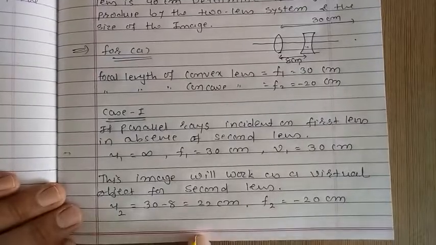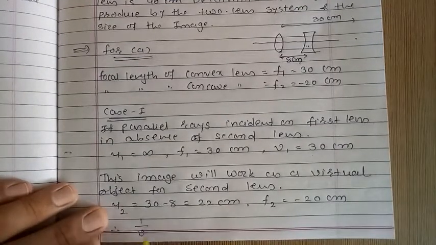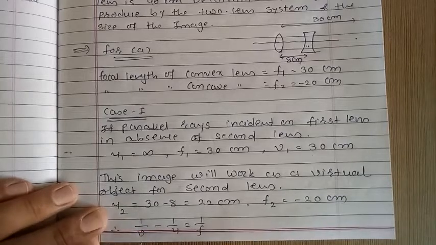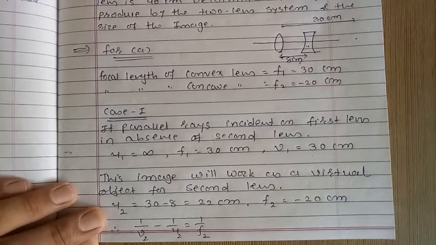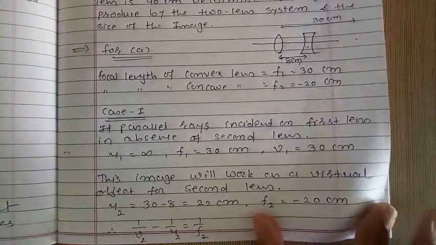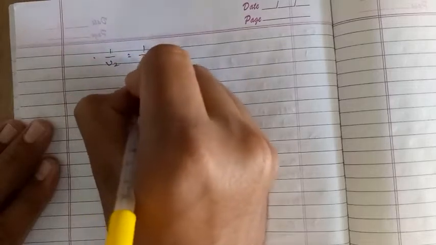We know the formula, 1 by v minus 1 by u is equal to 1 by f. But for the second case, we have v2, u2 and f2, and we have to find the image distance. So we have to formulate 1 by v2, so we can get 1 by v2 is equal to 1 by f2 plus 1 by u2.